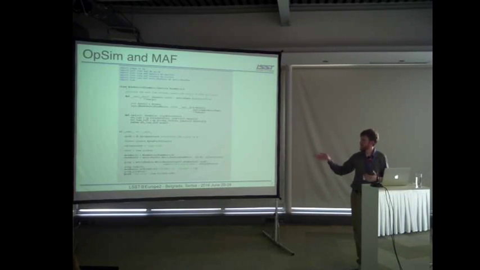This script is just something that I wrote up in like 15 minutes, and it is a MAF metric in which I take an OpSim database and analyze it for, okay, on each patch of the sky, give me the mean revisit time. For every given patch of the sky, take all the observations made on that patch, and tell me what the mean time between consecutive observations was.